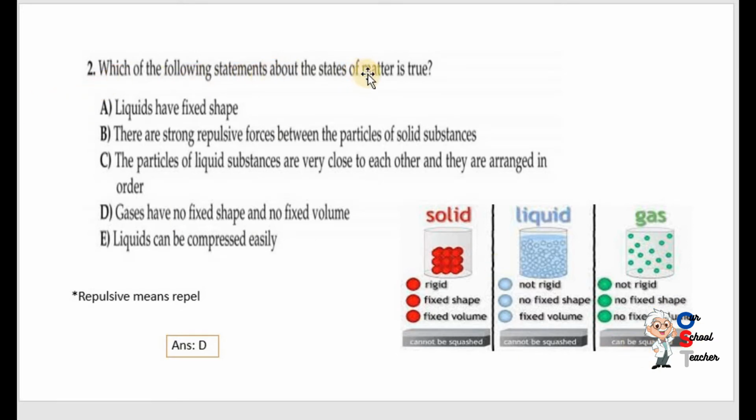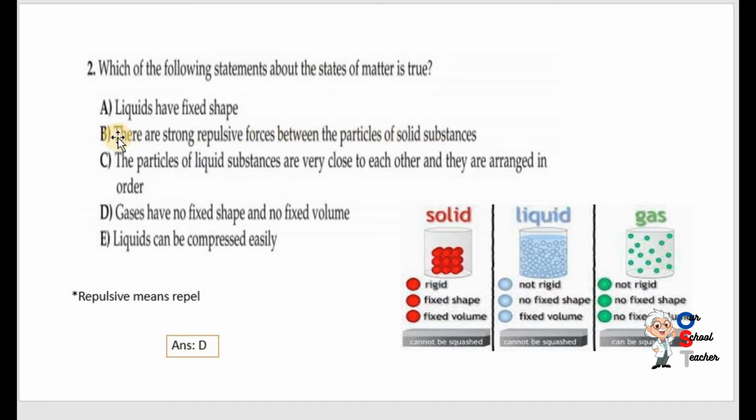Which of the following statements about the states of matter is true? Liquid has fixed shape. You can say no fixed shape. A is incorrect. There are strong repulsive forces between the particles of solid substances. Repulsive means repel, but you can see they have particles with very strong attractive forces. They are very close with each other. So strong repulsive means strong attractive forces between the particles of solid.